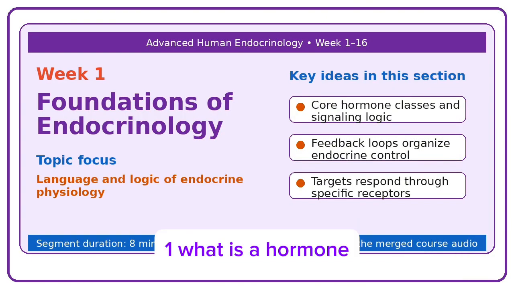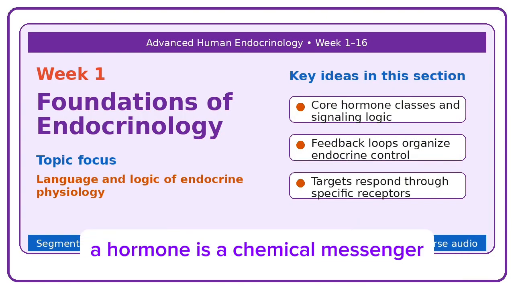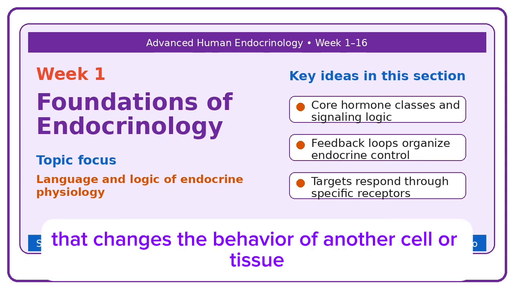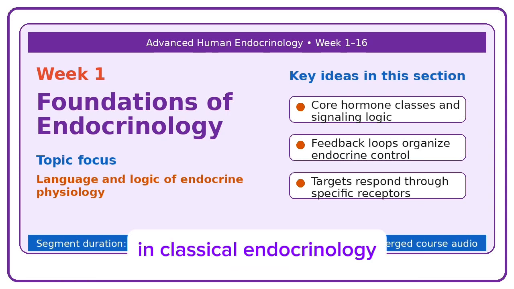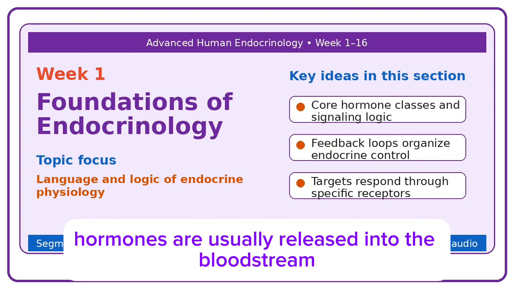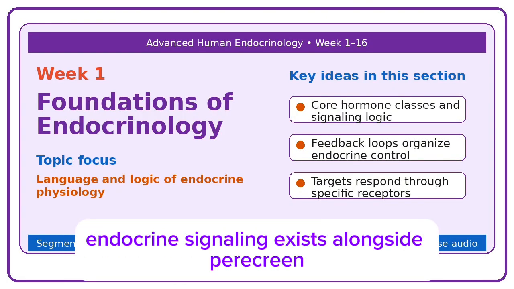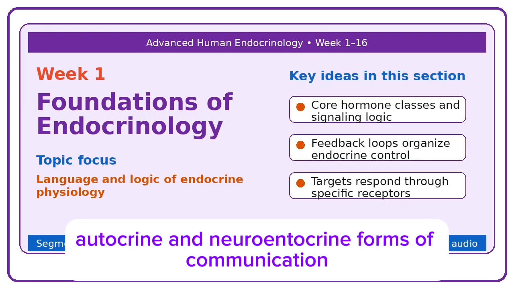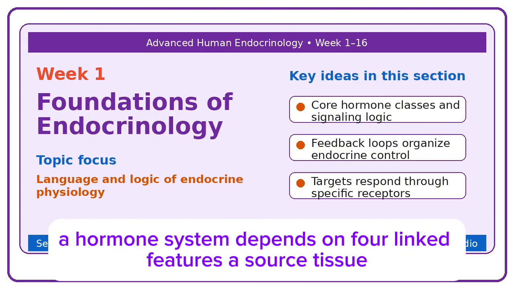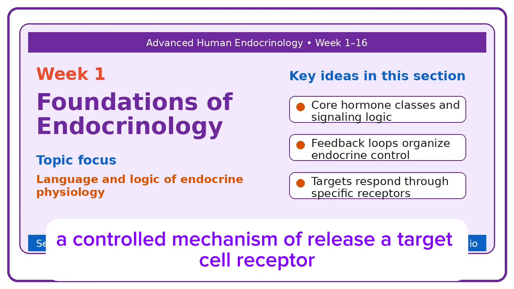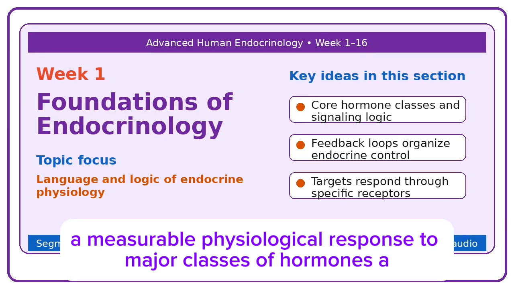1. What is a hormone? A hormone is a chemical messenger released by one cell or tissue that changes the behavior of another cell or tissue. In classical endocrinology, hormones are usually released into the bloodstream and act on distant targets. However, endocrine signaling exists alongside paracrine, autocrine, and neuroendocrine forms of communication. A hormone system depends on 4 linked features: a source tissue, a controlled mechanism of release, a target cell receptor, and a measurable physiological response.